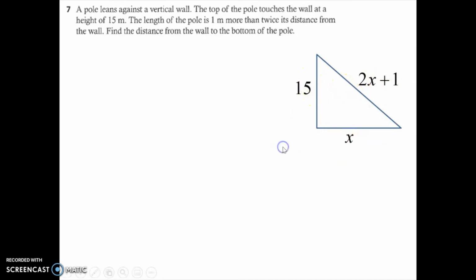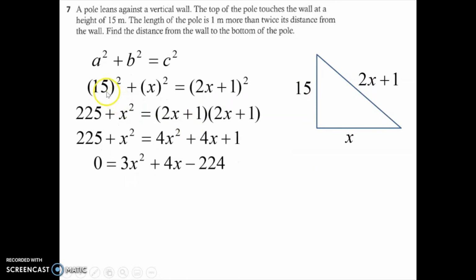Try it out. So here's Pythagorean Theorem, and I've put all the parts in here. A squared plus b squared equals the hypotenuse squared here. I'm multiplying things out. 15 squared is 225. Here's x squared. This thing multiplied out becomes 4x squared plus 4x plus 1. Get everything on one side, and we have 3x squared plus 4x minus 224.